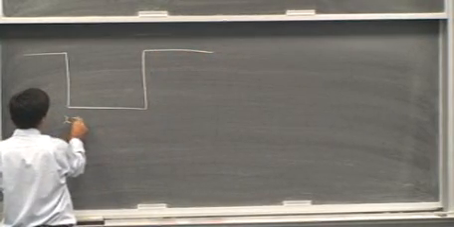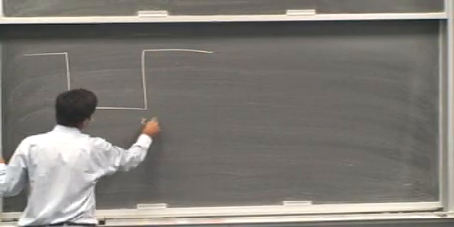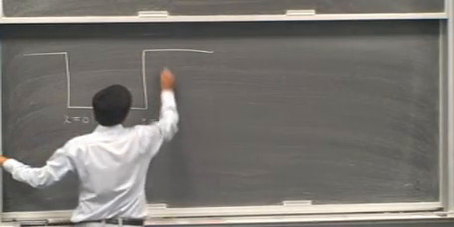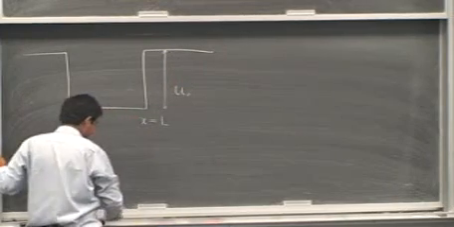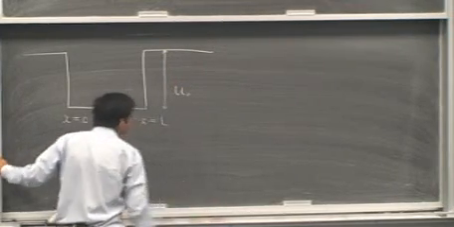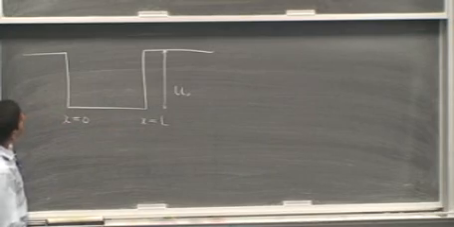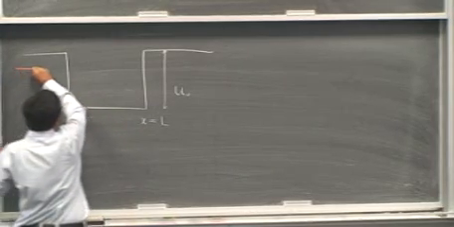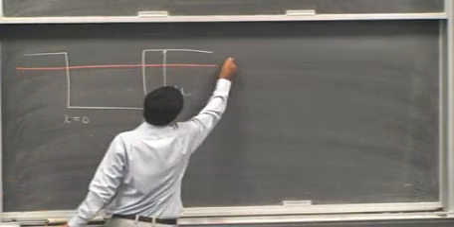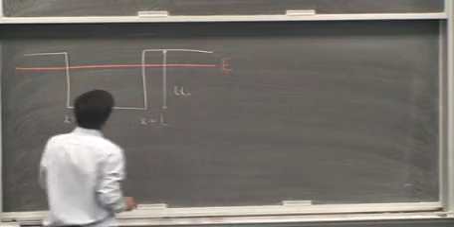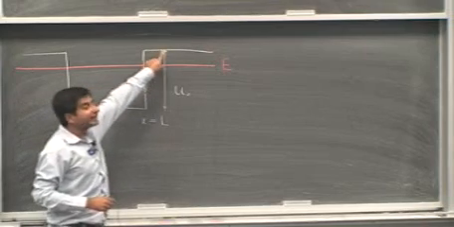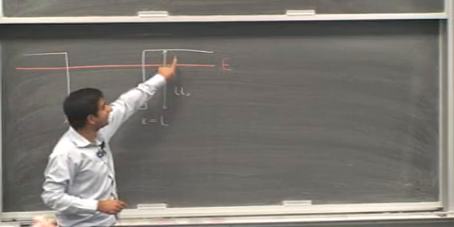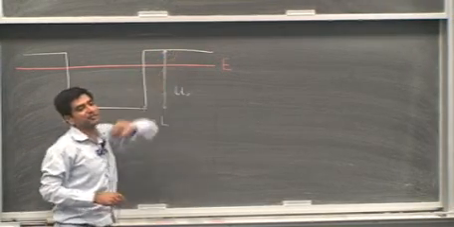x equals 0, x equals L, height u0, but we come up with a very interesting situation in which the energy of the system, the energy of the electron, is E. Inside the well, it is greater than the potential energy, but outside the well, it is smaller than the potential energy.